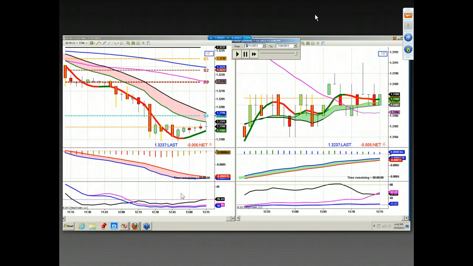And then we also have below that, in the third panel, the stochastics, all three of them, the 20, the 50, and the 100. And no modifications have been done on this. This is just the straight up Shadow Traders usage with no changes whatsoever.